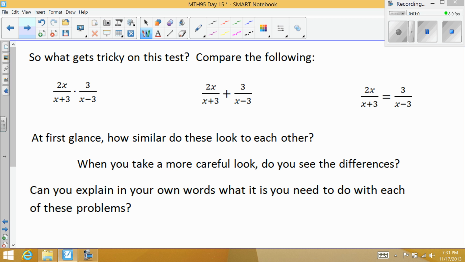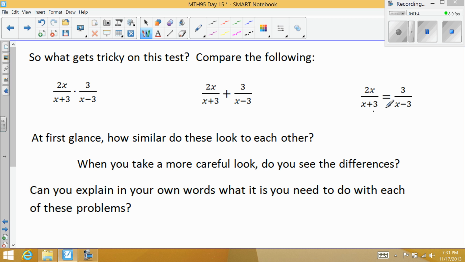One thing that gets tricky on this test is it's very easy to look at a problem too quickly and start off on the wrong foot. So looking at these three problems, at first glance they look very familiar and very similar because they all have similar rational expressions in them. But when you take a more careful look, I think you can see the difference. Here we have a rational expression where we're multiplying the two expressions together, and here we're adding. And then this one, we actually have an equation rather than an expression because we've got that equal sign.